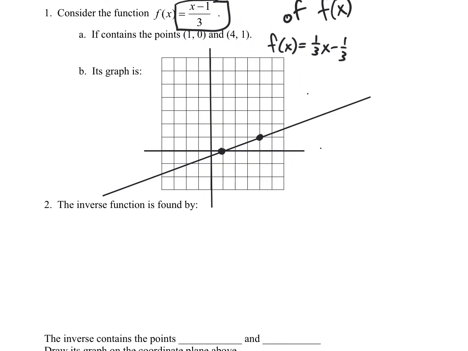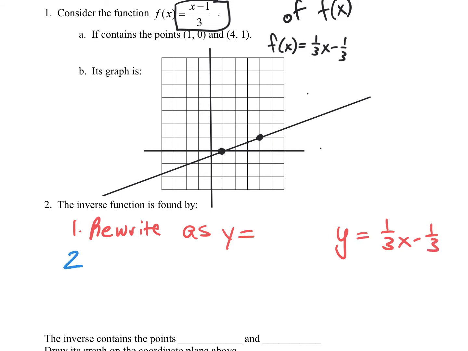But here we need to get some steps. So we're going to find the inverse of this function. The way we're going to do this, it's going to be in 3 steps. The first step, we are going to rewrite as a y equals statement. So we can rewrite this as y equals 1/3 x minus 1/3.